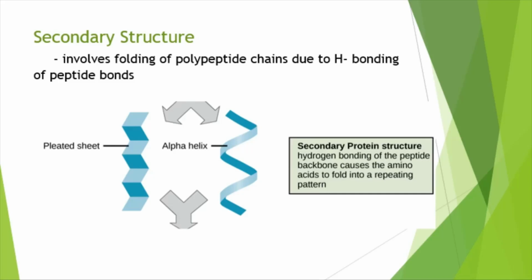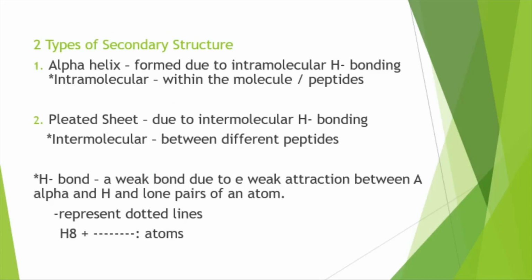So it's either a pleated sheet or an alpha helix. We have two types of secondary structure. First, alpha helix. It is formed due to intramolecular hydrogen bonding. When we say intramolecular, the bonding happens within the molecule or within the peptide itself. But the pleated sheet is due to intermolecular hydrogen bonding, meaning between different peptides. Hydrogen bonding happens between different peptides, compared to alpha helix, where hydrogen bonding happens within the same molecule or same peptide.